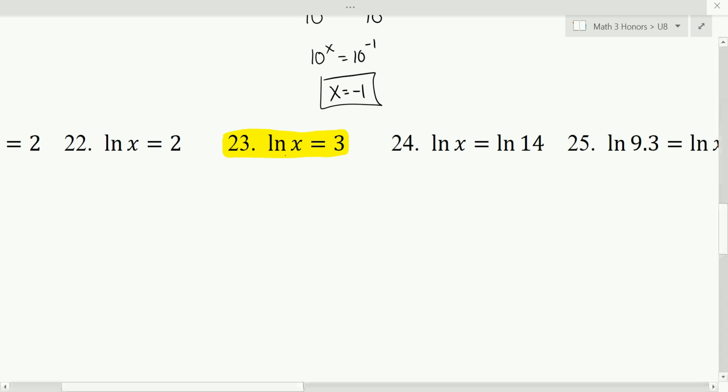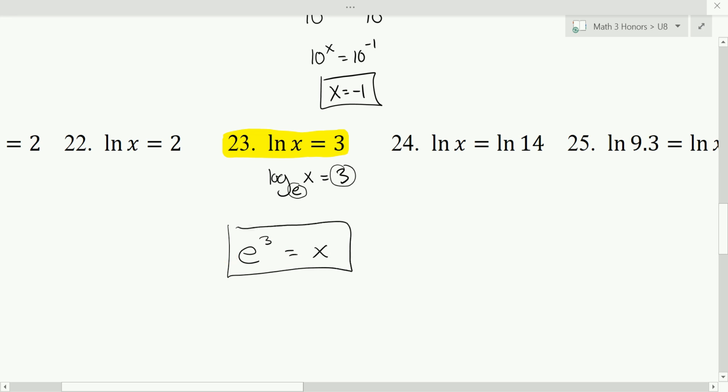So ln, remember, is log base e of x equals 3. And when we change it, we go our base to our power. So e to the third equals x. And I'm just trying to solve for x, and I just did. Done. If I have a calculator, I can approximate e to the third, but e to the third is good enough.